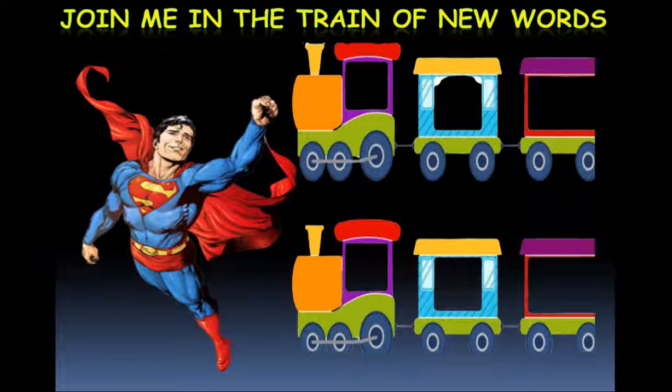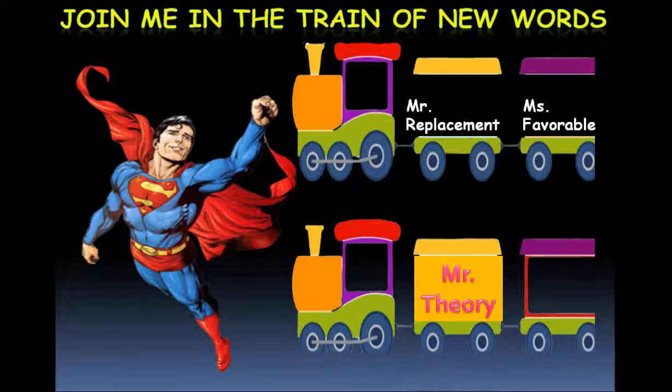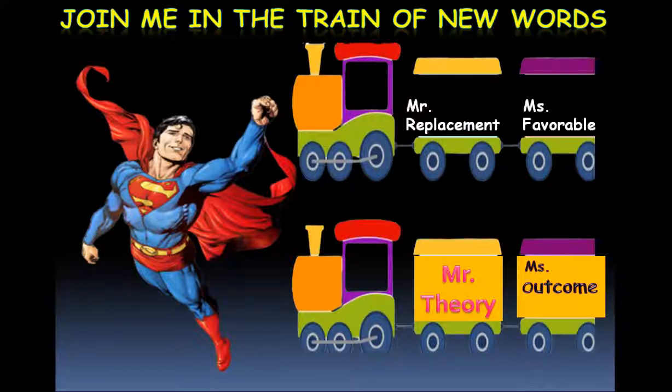Now, I need you to join me in the train of new words. We have some new words for you. The first one is Mr. Replacement. He's in the train with us. We also have Miss Variable, Mr. Theory, and Miss Outcome. They're also in the train with us. Then I'll need you to look out for the word replacement, the word favorable, the word theory, and also outcome.